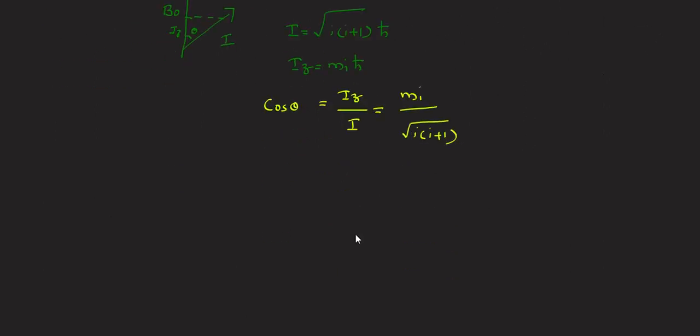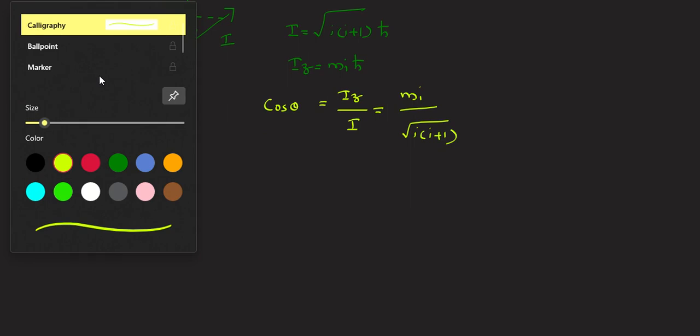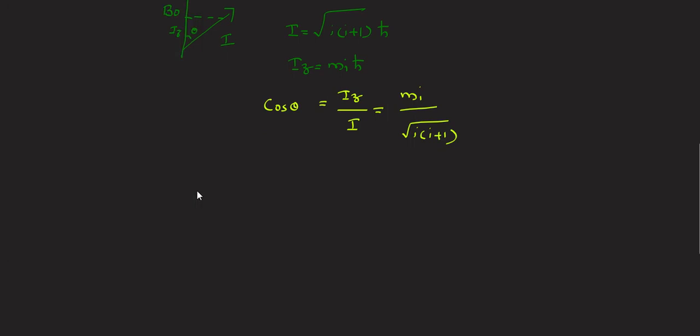Now what about the interaction energy? When you have a nucleus placed in an external magnetic field, what is the interaction energy? The interaction energy is again given by E equals minus mu dot B0. This is equal to minus mu B0 cos theta.